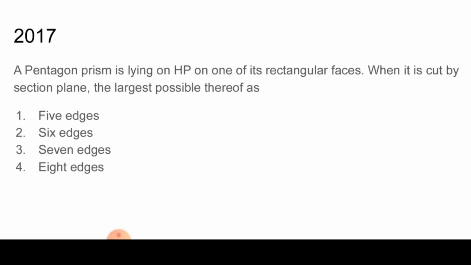Next question is, a pentagon prism is lying on the horizontal plane on one of its rectangular faces. When it is cut by a section plane, the largest possible number of edges of the section is. The answer is 7 edges.